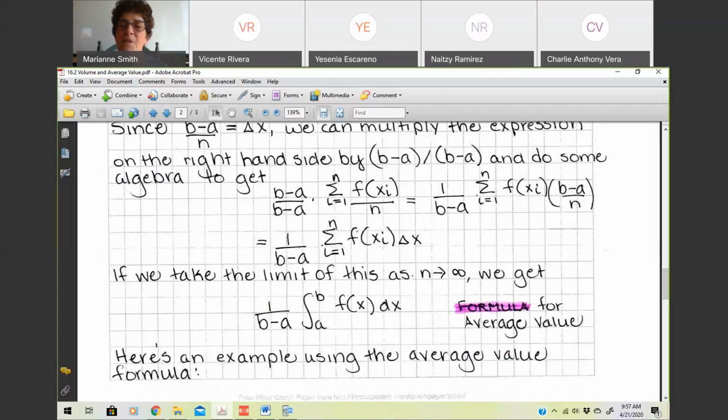But again, since we're in calculus land, we don't want a sum, we want an integral. So we're going to take the limit as the number of subintervals gets infinitely large, and delta x is shrinking. So I get the integral from a to b of f of x dx, but I have to keep this 1 over b minus a out in front. This is a formula for average value.